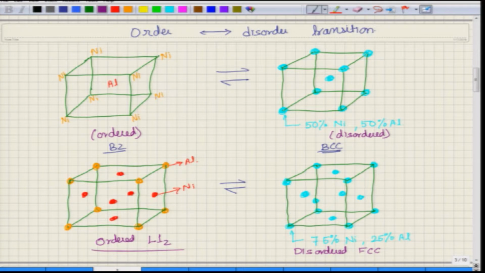And when do these transformations occur? Usually these will occur at higher temperature. At lower temperature, most of these systems would show an ordered structure, and at higher temperature they will show a disordered structure. And why is it so important? One, the ordered structure would show a different dislocation behavior.